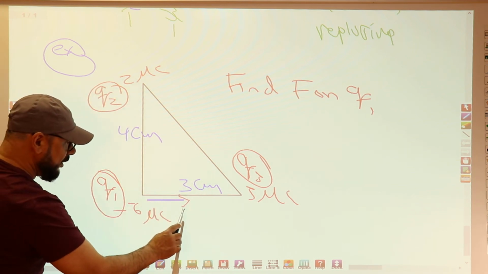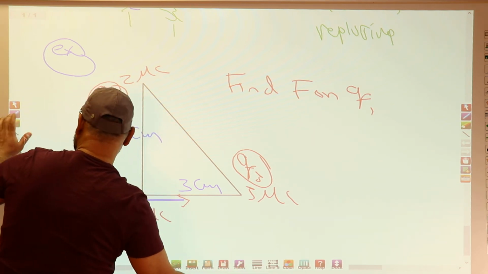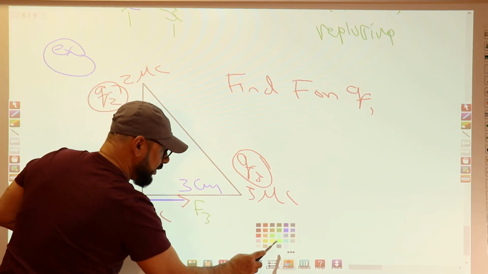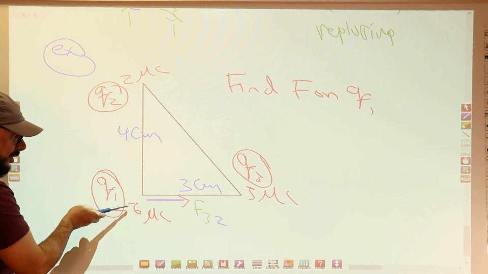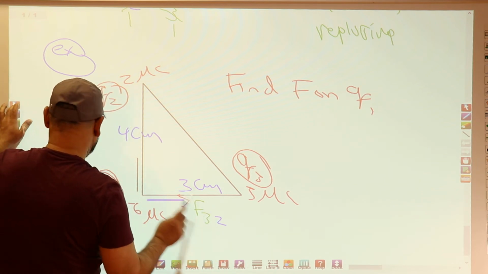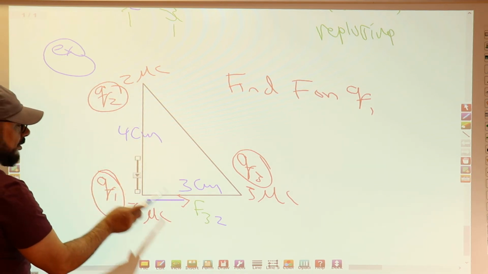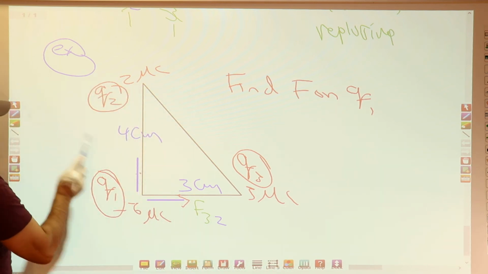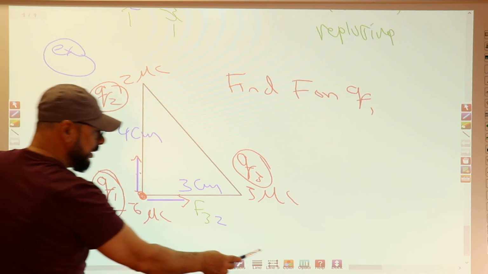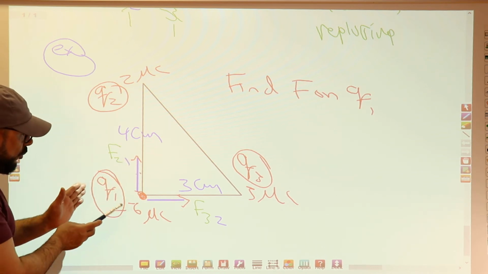You see, this is F, let us call it F3 on 2. You see the direction? Because this is negative and this is positive, the same thing. This guy will go up. You see there? Then the first step is to see the direction of the force at the point where you want the force. Which one? F2 on 1. Then I have 2 forces.